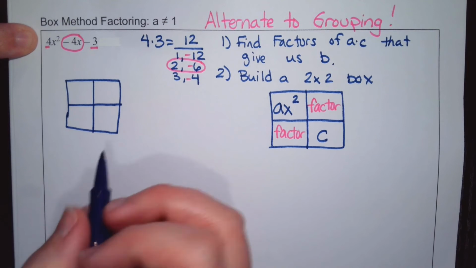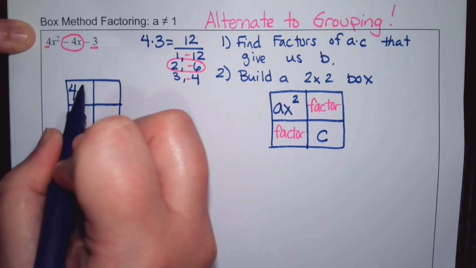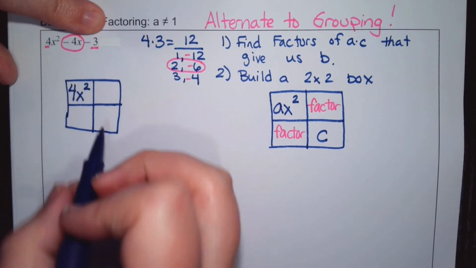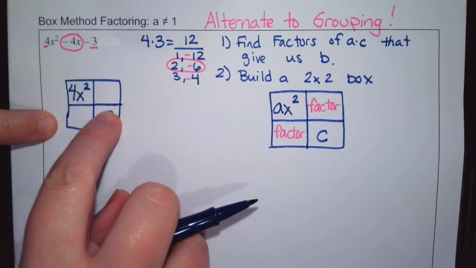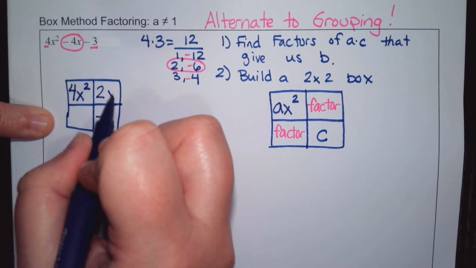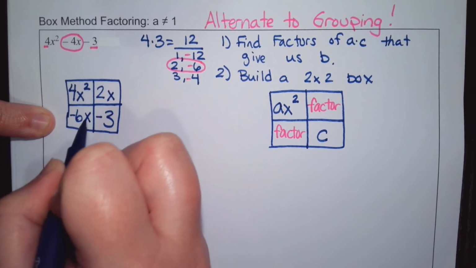So 4x squared is our first term, so that goes in our first box. -3 is our last term, that goes in our last. And then our pairs. We put 2x, -6x.